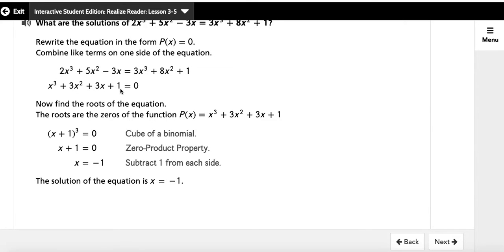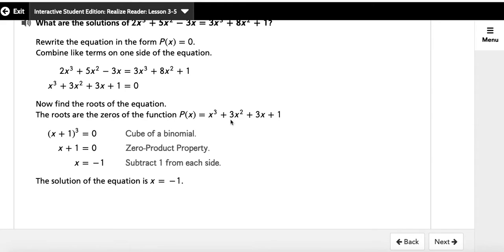They noticed something that I wouldn't have noticed. I would have had to look it up in our notes, but they found that x cubed plus 3x squared plus 3x plus 1 is a cube of a binomial. So they set x plus 1 cubed equal to 0, took the cube root of both sides, and then subtracted 1 to get x is negative 1.